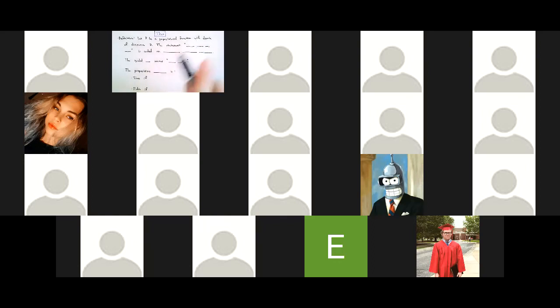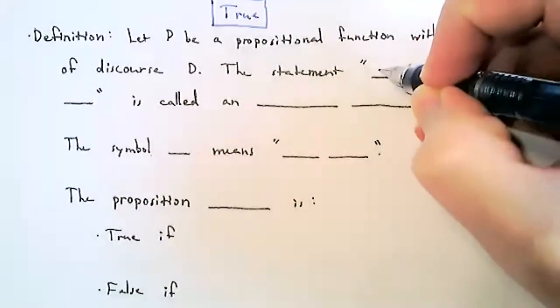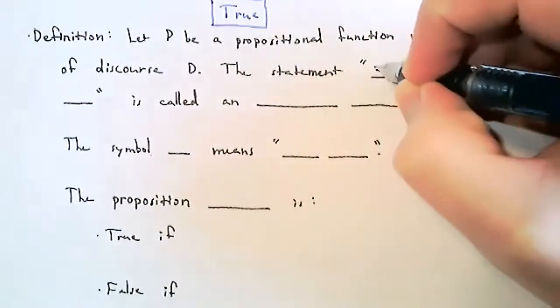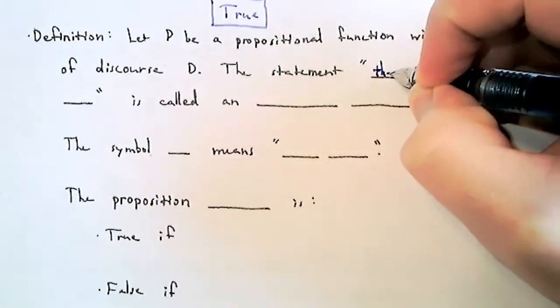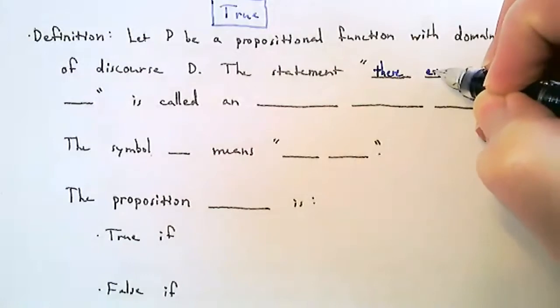And we're still going to be talking about propositional functions today. And we need a domain of discourse, things that can be plugged in to our function. It's going to be capital D. So the next kind of quantifier is there exists.